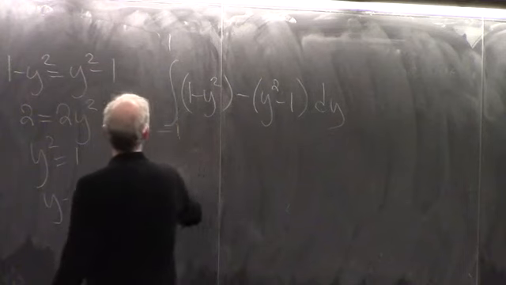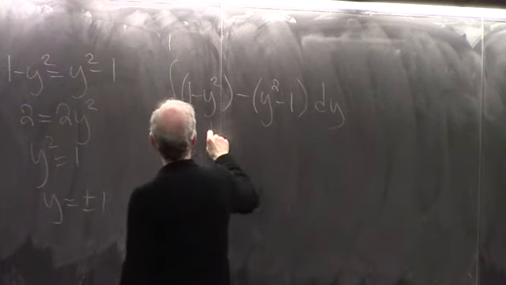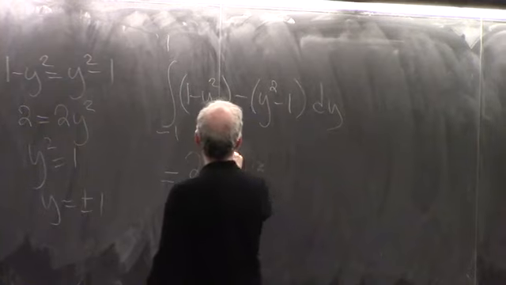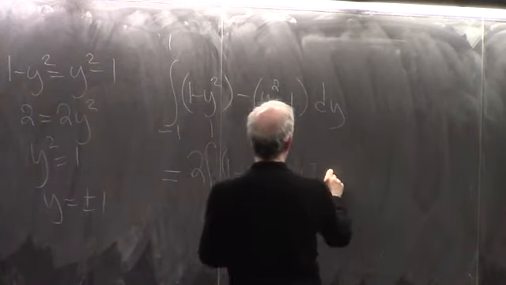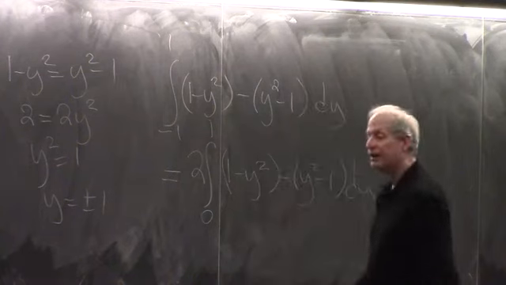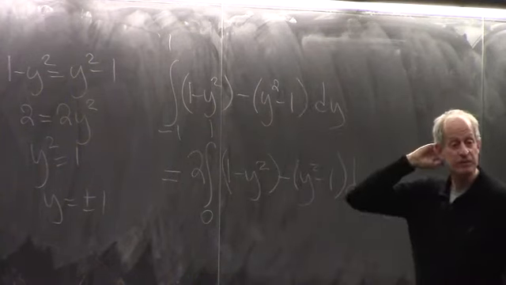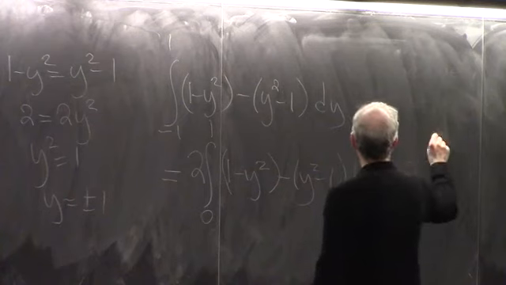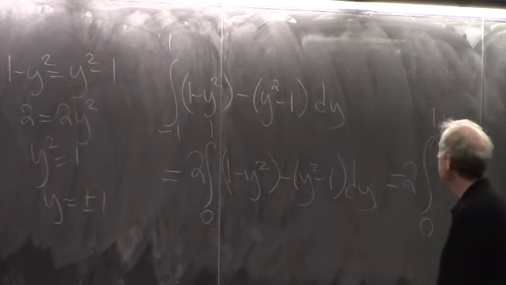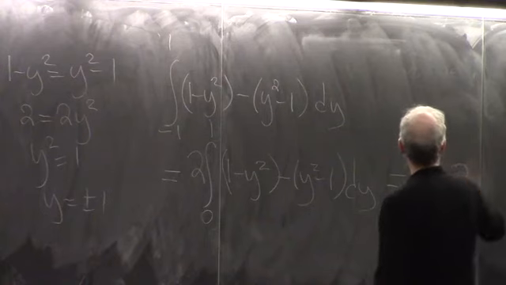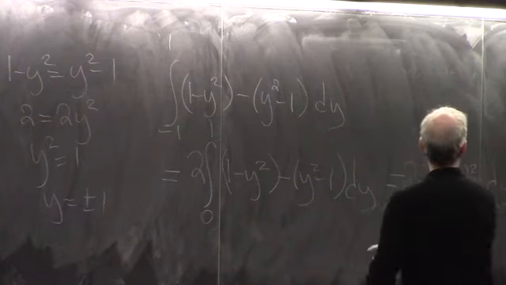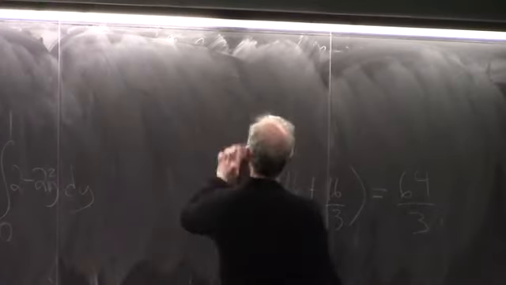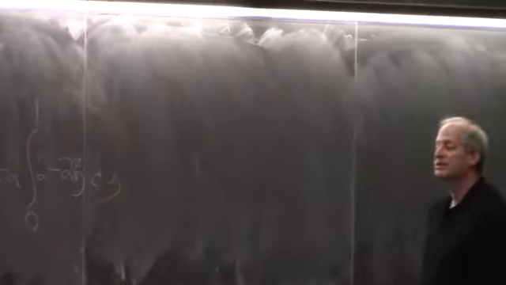Now you could make this instead 2 times the integral from 0 to 1 of 1 minus y squared minus y squared plus 1 dy. Why are you allowed to do that? Because the right and the left are the same. If you just integrate from 0 to 1, you get some answer. You just double it. Okay? So this equals 2 times the integral from 0 to 1 of 2 minus 2y squared dy. So these, as I always say, you just have to be careful with the minus signs and be careful with the arithmetic.